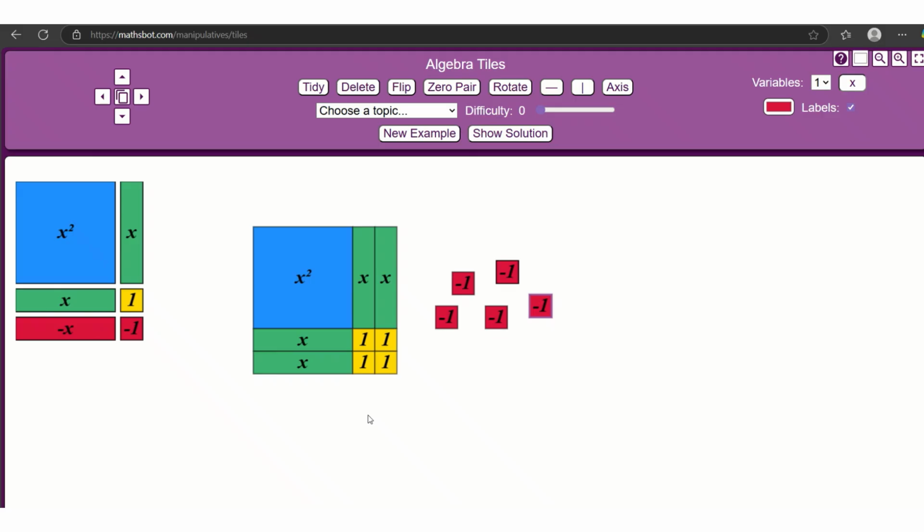And so what I've done is I have rewritten this polynomial as a completed square. The width and height of the square here are x plus 2. So it would be x plus 2 times x plus 2, or x plus 2 all squared, minus 5. I'm going to have a minus 5 on the outside. So that's what the process of completing the square looks like with algebra tiles. That's your reasoning through it.